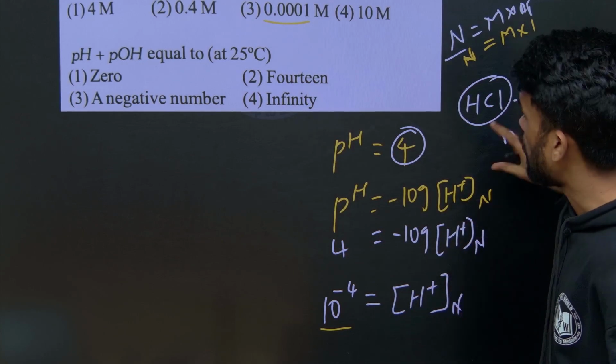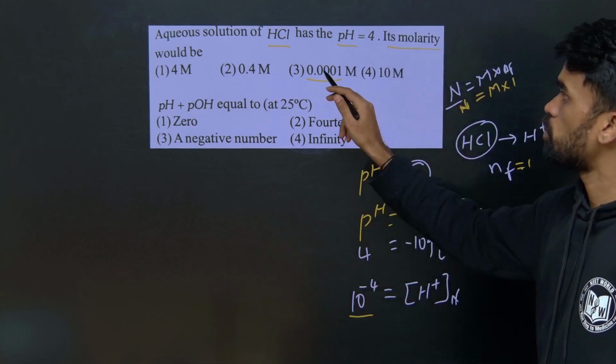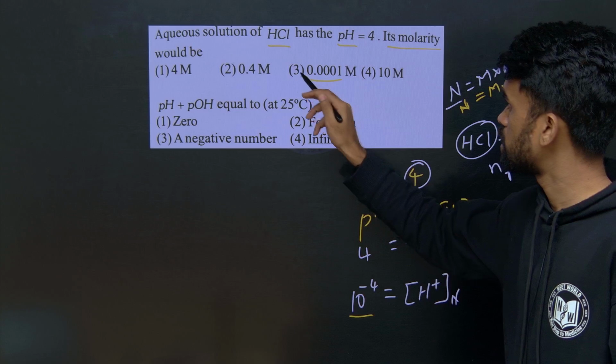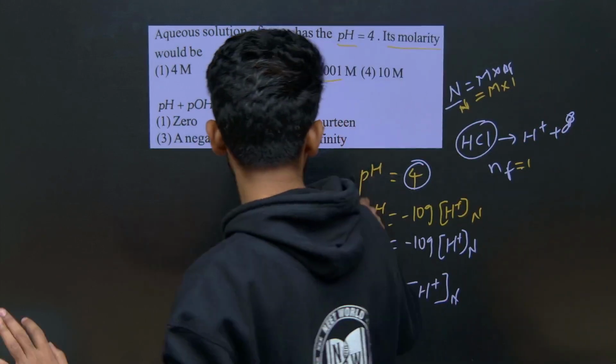So look here, I hope the option is clear, the third option having 0.0001, which is 10 power minus 4. So option 3 is correct for this particular question. I hope there is no confusion in this discussion, right?